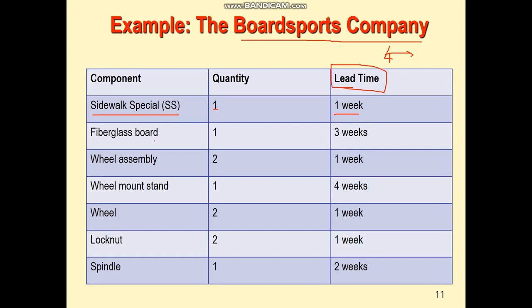For the fiberglass board, you need 3 weeks. For the wheel assembly, you need 1 week. The wheel mount stand, you need 4 weeks to finish it. For the wheel, you need 1 week. For the lock nut, you need 1 week. And for the spindle, you need 2 weeks. So here is the lead time.